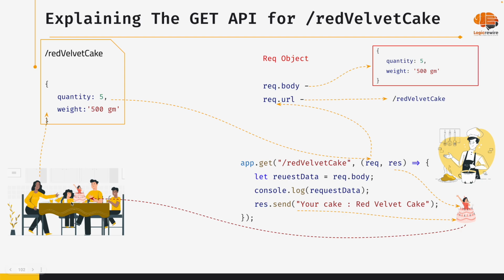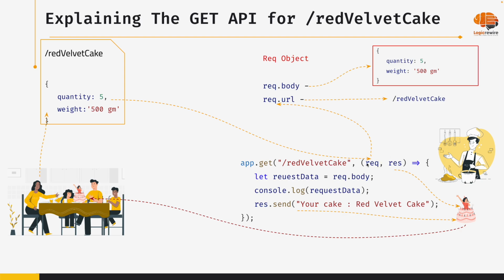So again we are going back to the client. The client is asking for an order of cake, right? It's telling, okay, red velvet cake I want, quantity 5 and weight 500. So first it will go this way. The server has maintained this, because the server has written red velvet cake, meaning the same thing will be displayed to the client. So the server says, okay, this request has come, red velvet cake.